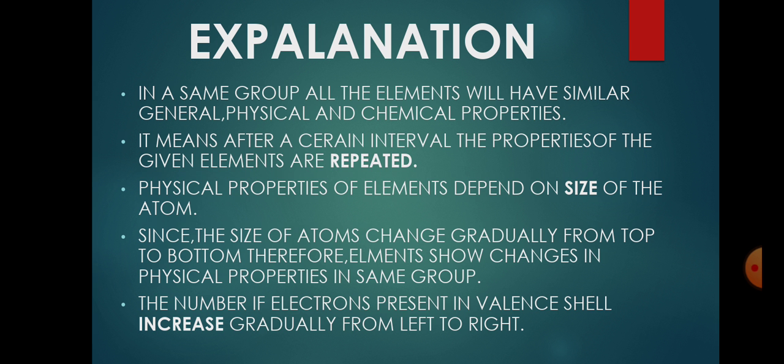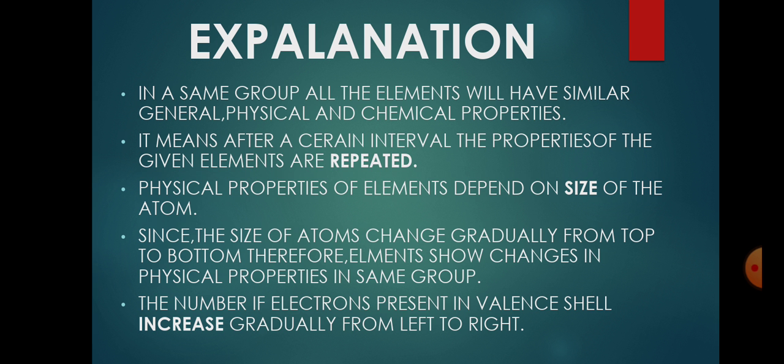When we move from left to right in the same period, the addition of electrons occurs in the same group. As the number of electrons increases, the number of protons also increases, because we know that atomic number means the number of protons or electrons in an atom. So when the number of protons increases, the number of electrons also increases in the same group, because the atomic number increases in the same group.